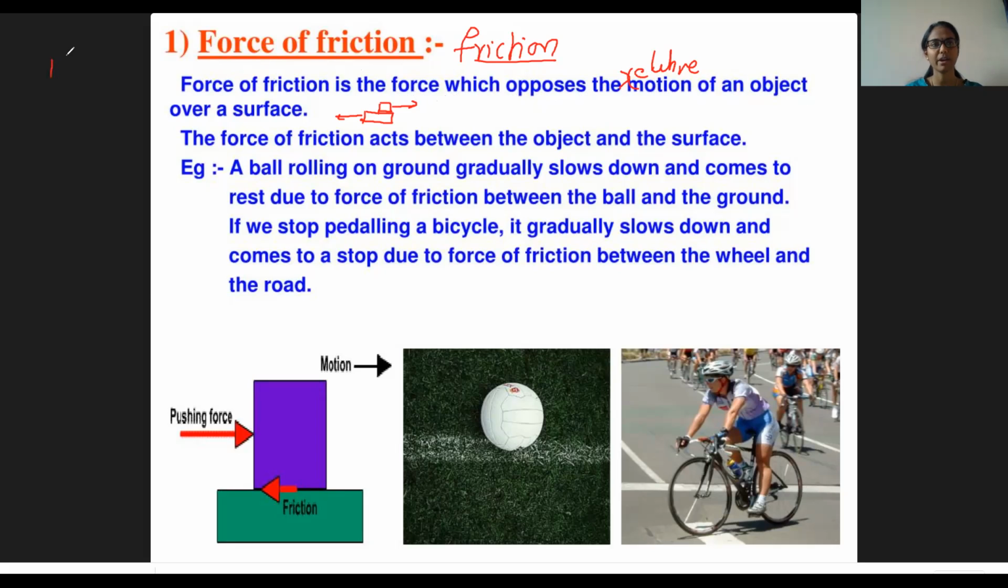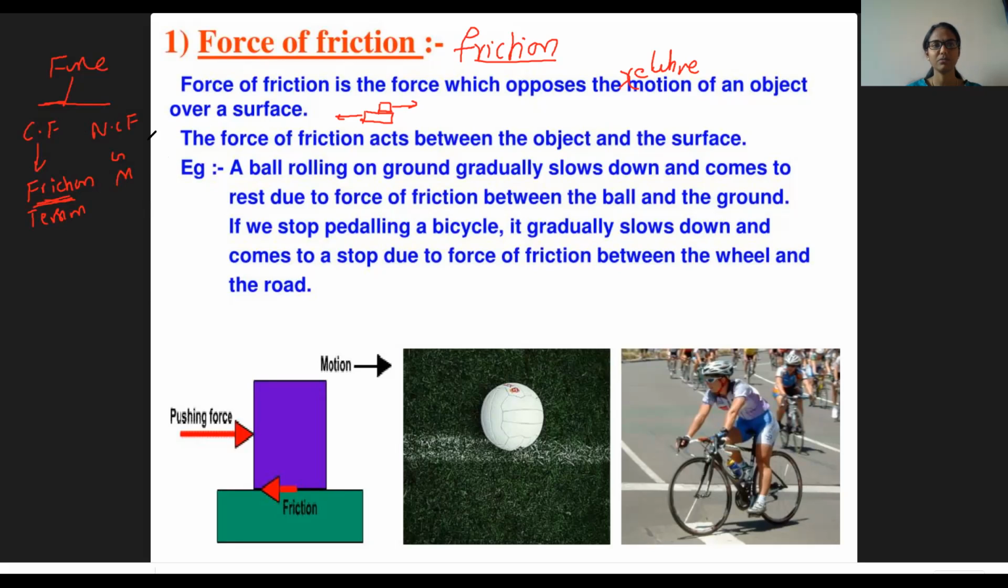You know that we can divide force into two types: contact force and non-contact force. Gravitational force and magnetic force we can learn in later sections. An example of contact force is the friction force, and like tension in the string, all these are contact forces. Here we are going to understand only one type of contact force, that is friction force.